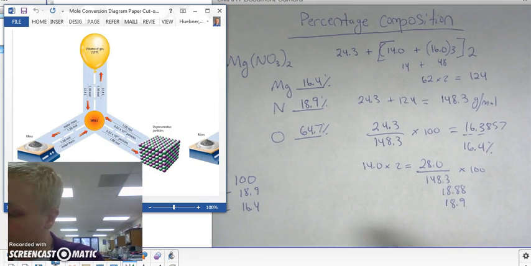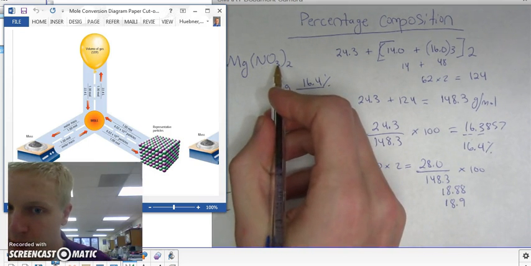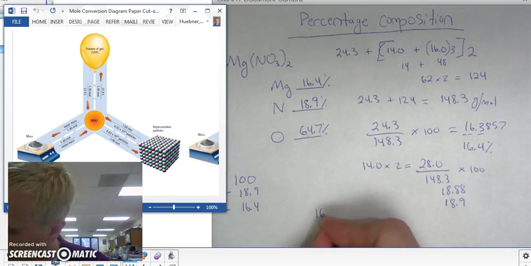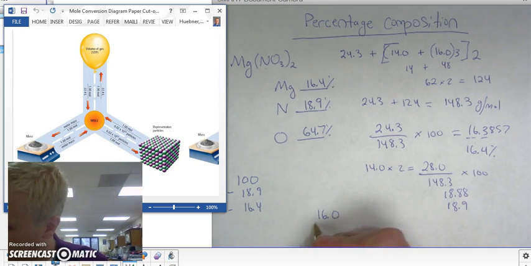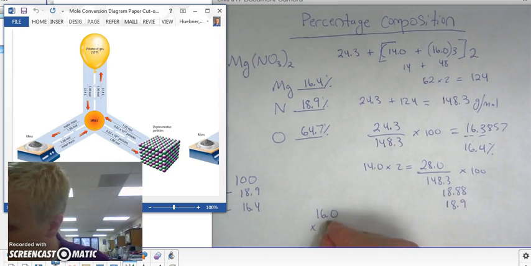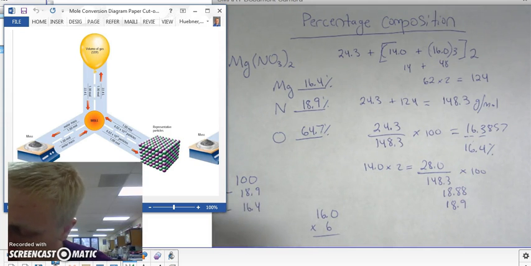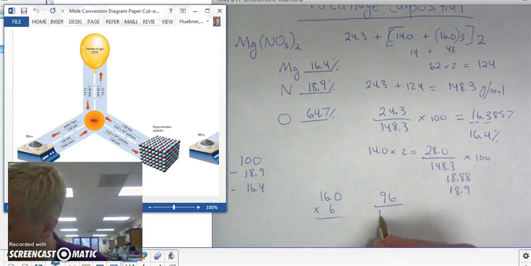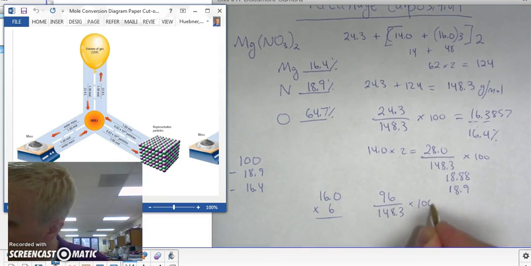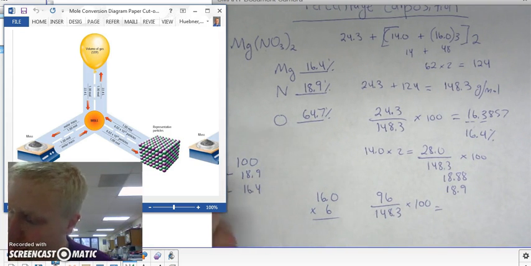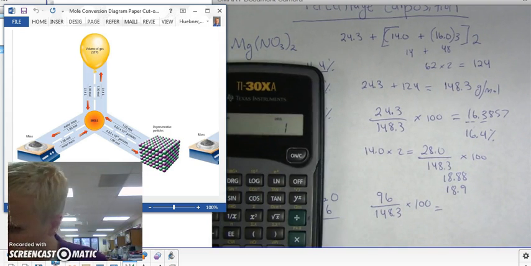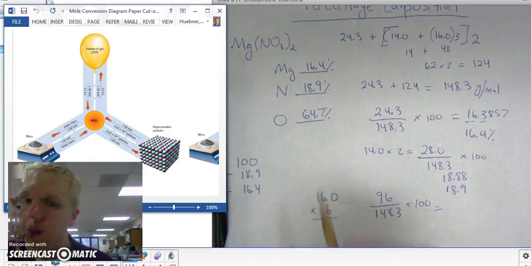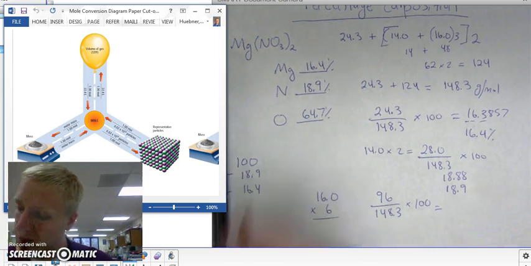The other way of doing it is taking my 3 times 2, 6 oxygens, which we said was 16 for 1 oxygen, then times it by 3 times 2, 6. 16 times 6 is 96. 96 divided by my total mass, 148.3, times 100 gives me 64.7%, which we had already found the other way.